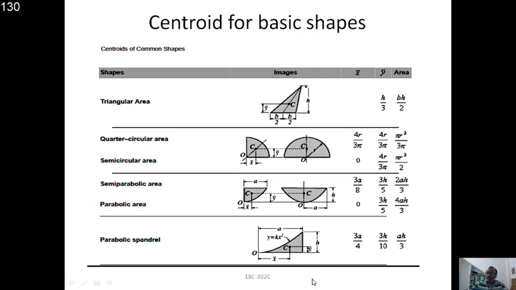So these values are sometimes required from the ESET point of view, but in general for your academics, the parabolic area, semicircular area, semi-parabolic areas, quarter circular areas and triangular areas are the important ones from your academic point of view.